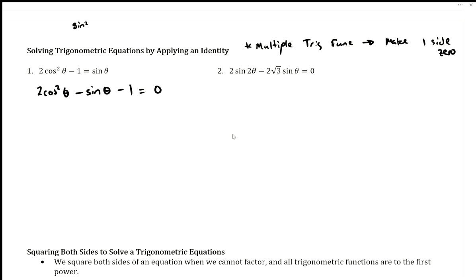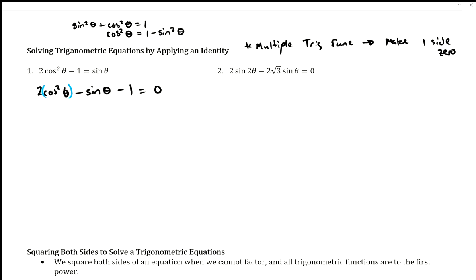So our main one is sine squared theta plus cosine squared theta equals 1. But we know we can subtract one of the trig functions over. So for instance, if I subtracted sine squared over, I would have cosine squared theta equals 1 minus sine squared theta. And that's what I want to use on this problem. So I need it all in terms of sine. So I'm taking the square and trying to use an identity.